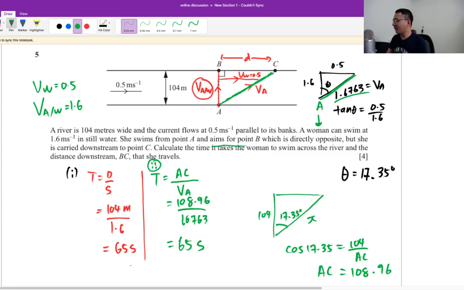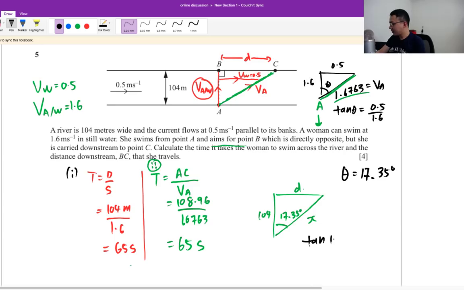So definitely now I want to get the distance d here. I can use SOHCAHTOA, but I can also use the Pythagoras. Okay, so let's say I have the angle, then I can find d easily by using sine. No, I use tangent, it's easier. I will say tangent 17.35 equals d over 104. Then I can get the distance easily by 104 multiplied by tangent 17.35.